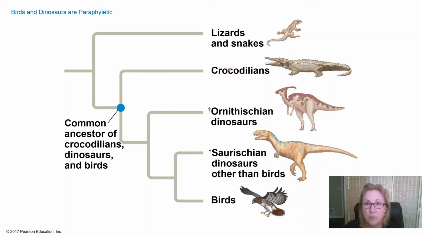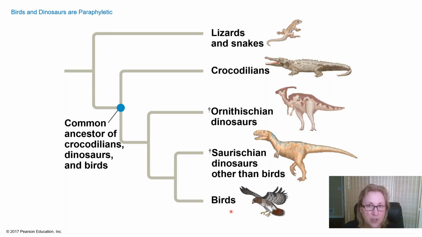But one of the things we can learn from this is that we can try to figure out what traits the common ancestor of crocodiles and birds had. And whatever traits we think crocodiles and birds have in common, probably all the dinosaurs had those traits too.